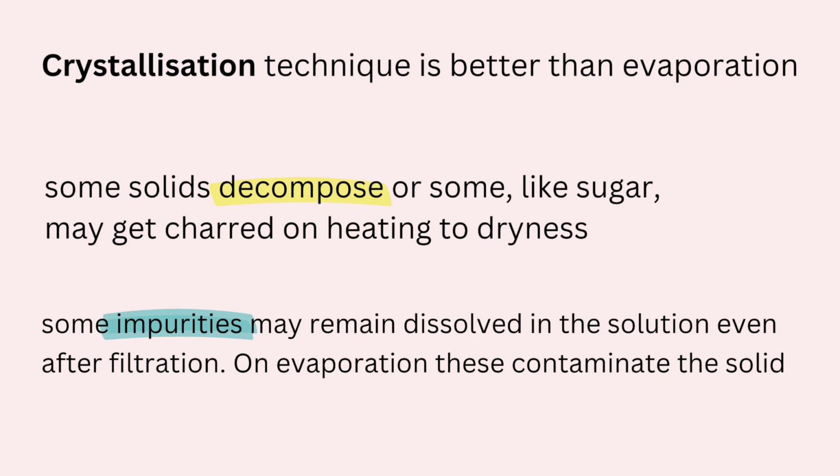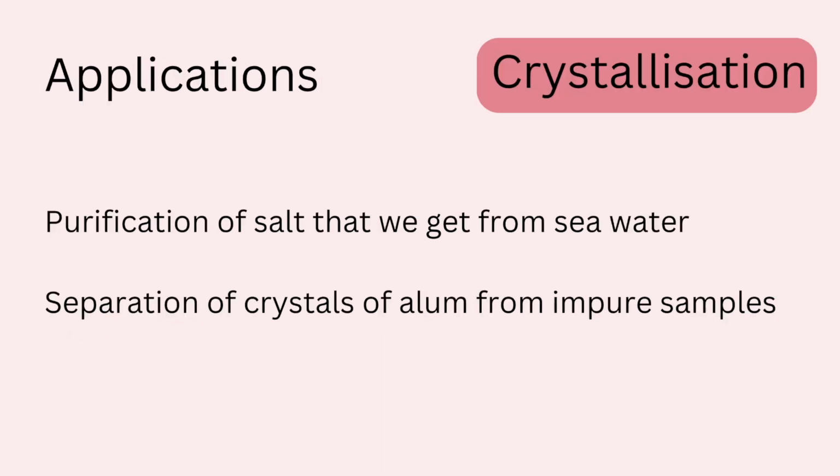And also some impurities, even after filtration, are still there in the solution. These impurities still remain even after doing evaporation, because that doesn't help. But in crystallization, only the copper sulphate, or only the thing that you are trying to make pure, is going to crystallize, not the other things. So that is another way it gets pure. This contamination doesn't happen in crystallization. So that is why crystallization is better than evaporation.